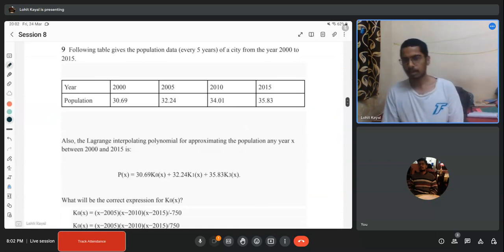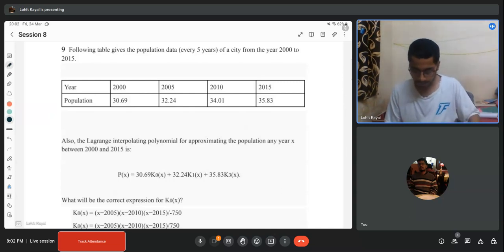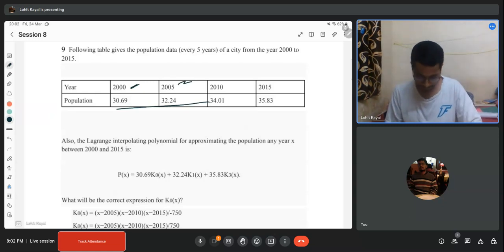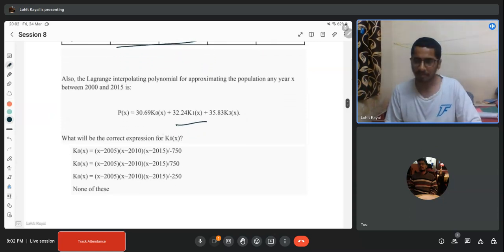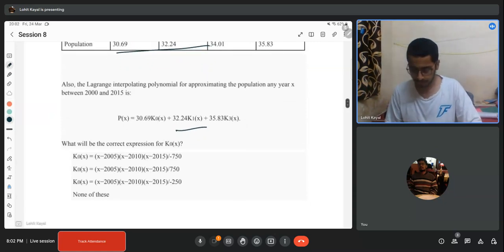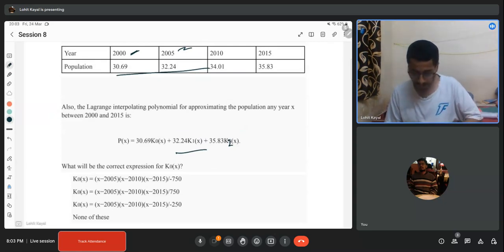All right. This is a question from the previous year assignment. The following table gives the population data of a city from the year 2000 to 2015. This is the year and this is the population, in million. I have used L0, L1, L2. Here in this question, it is given as K0, K1, K2. It says that you need to calculate the value of K naught of X.